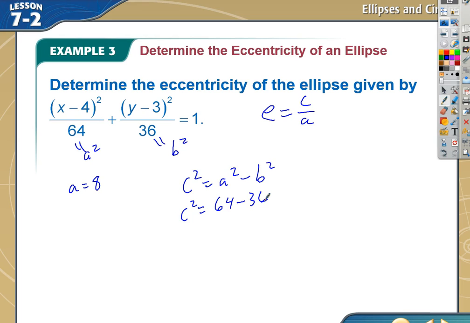64 minus 36 is equal to 28. C is equal to the square root of 28. And now I'm able to say that my eccentricity is equal to the square root of 28 over 8. That's it. It's about as easy as it gets. It's all about formulas. You just have to know your formulas and know which one they're talking about.